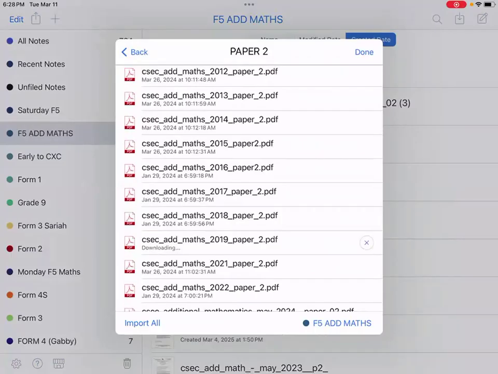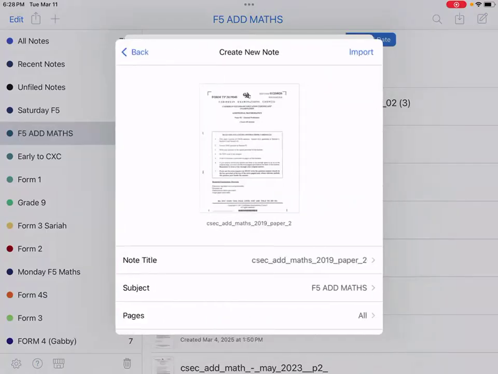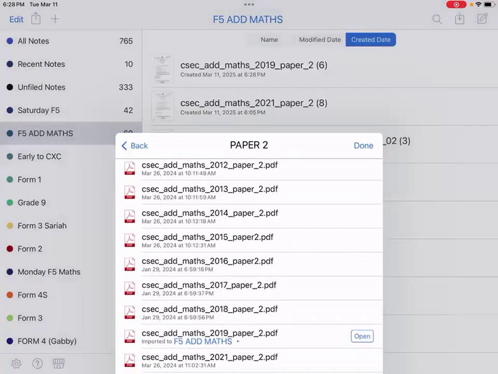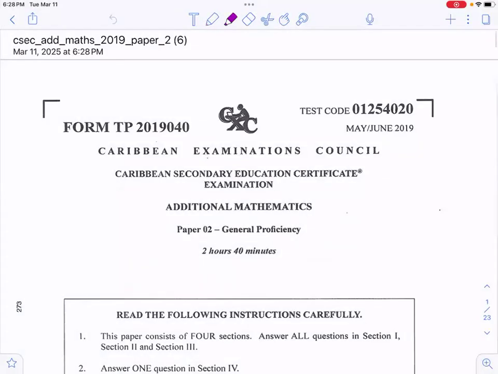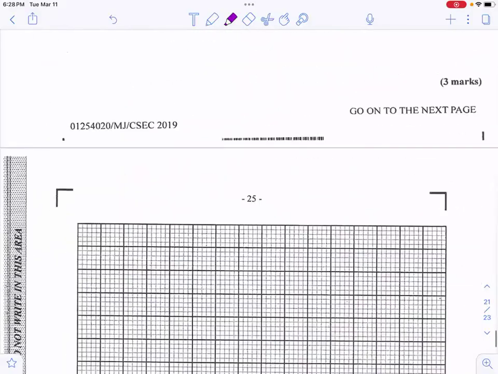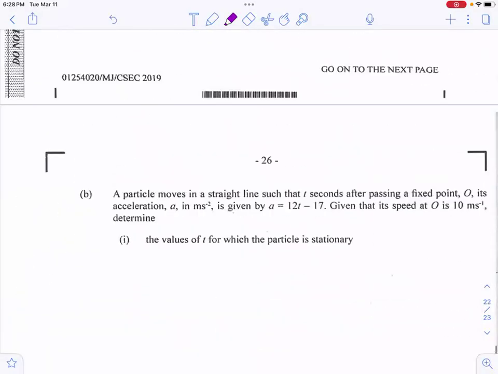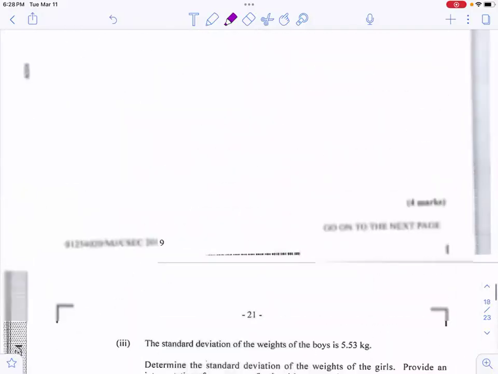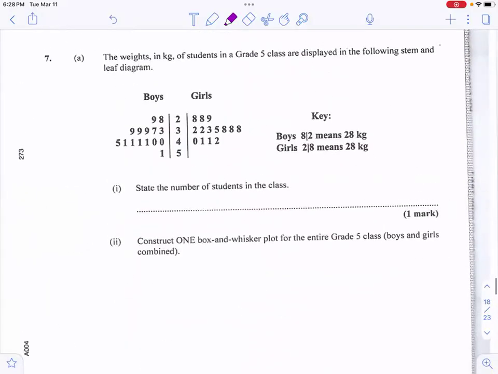So we didn't have anything in 2020. That was the year of COVID. Right, so we go on to the next one, which is 2019. All right, so this is June.